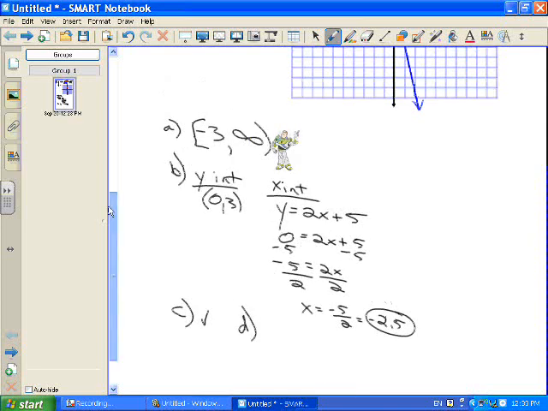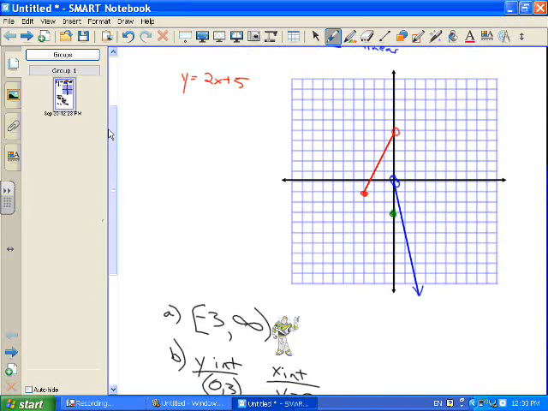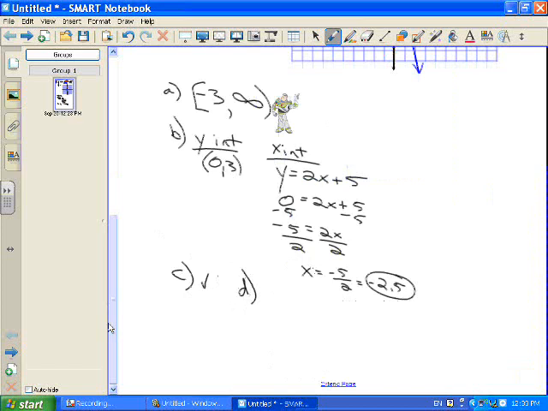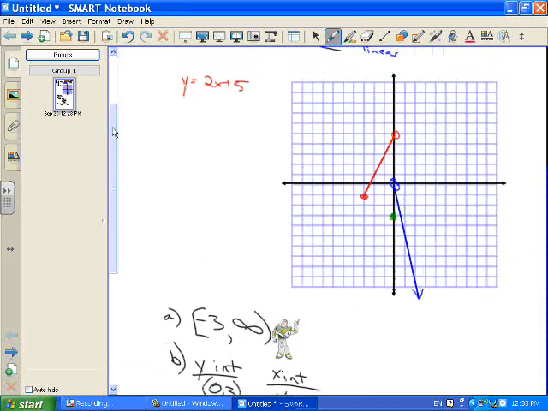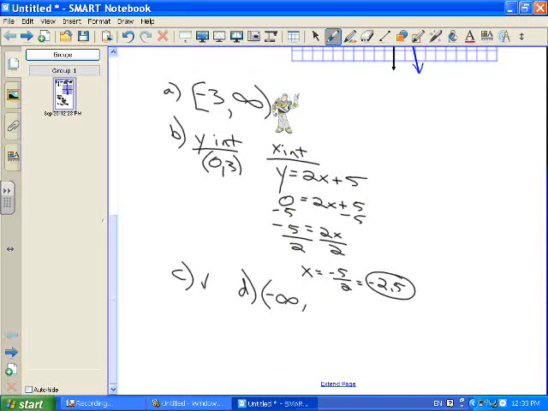D. Wants the range. All right, so what's the smallest y value that I can have? Negative infinity. All right, and then I'm covered everywhere up through this blue one, and then the red one kind of takes over. When does it stop? 5 included? No.